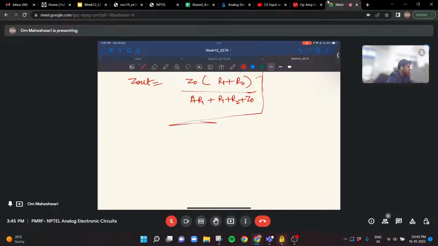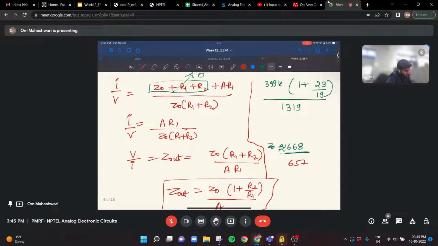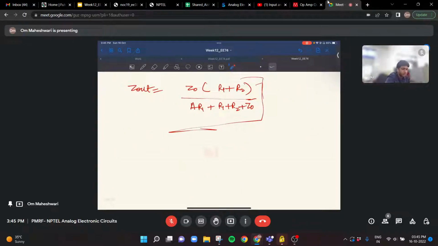So what we have seen is that this Z naught earlier was approximately 400 kilo ohms, but now it is reduced to a very small value, 668 ohm or something like that, under a 1K value. For a voltage amplifier, this is a very important characteristic: the input impedance is very high, but the output impedance is very low. That is why an op-amp in negative feedback is a very good amplifier. Negative feedback is stabilizing the gain by stabilizing Z out, right?